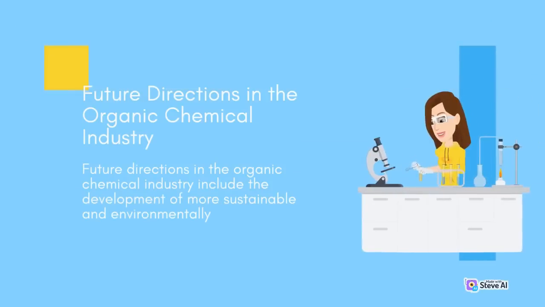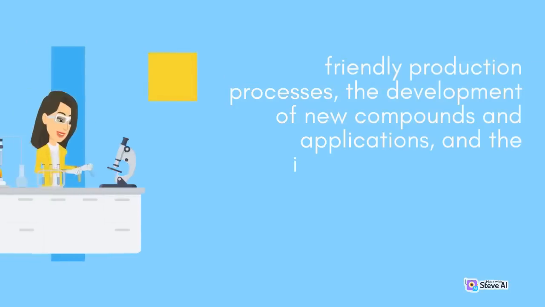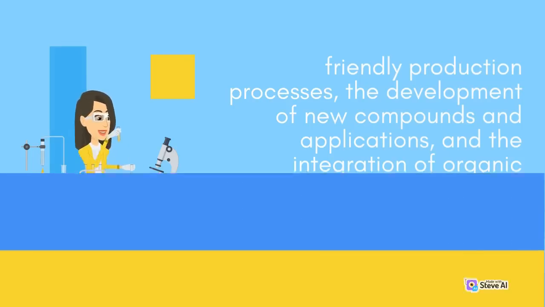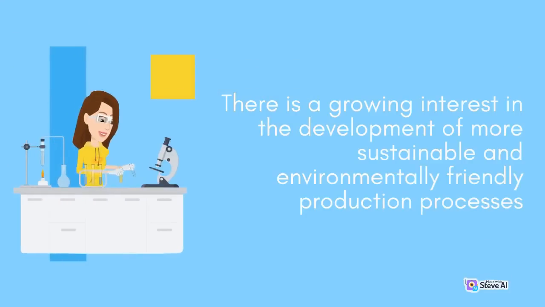Future directions in the organic chemical industry include the development of more sustainable and environmentally friendly production processes, the development of new compounds and applications, and the integration of organic chemistry with other fields, such as nanotechnology and biotechnology. There is a growing interest in the development of more sustainable and environmentally friendly production processes.